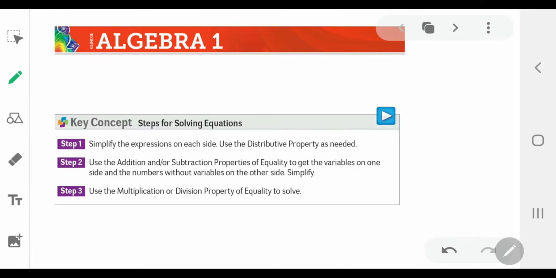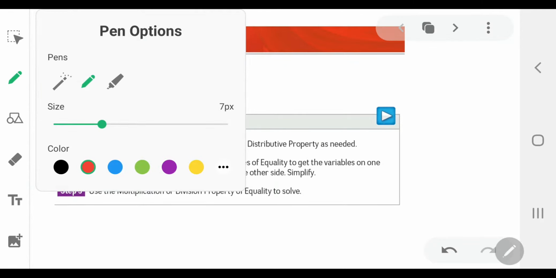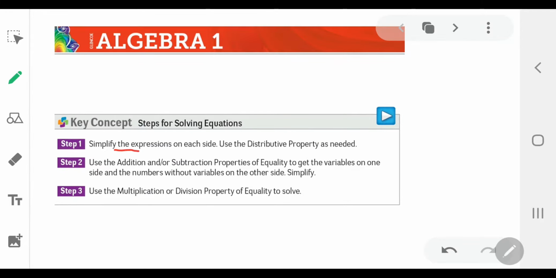Let's review quickly the steps used for solving equations. If we have variables on each side, we start by simplifying the expression. You might need to use the distributive property. And then the second step is using the addition or subtraction property to isolate the variable. And again you simplify. And the last thing, using the multiplication or division property.